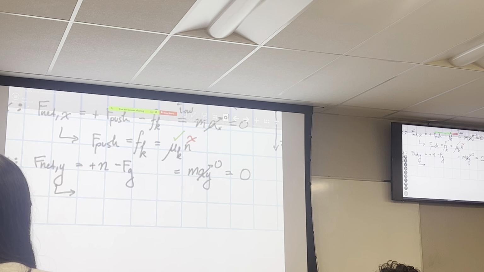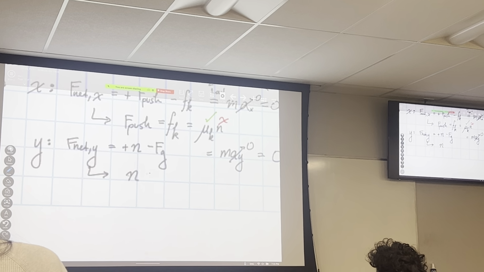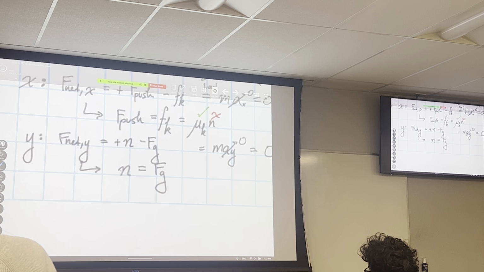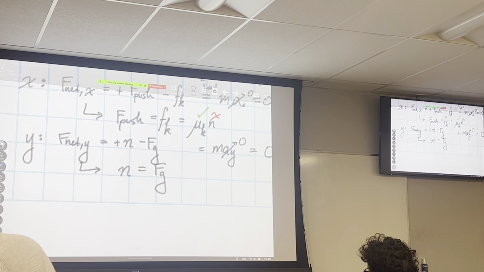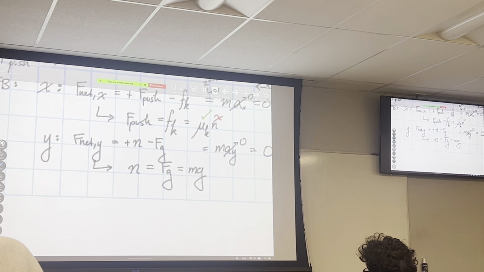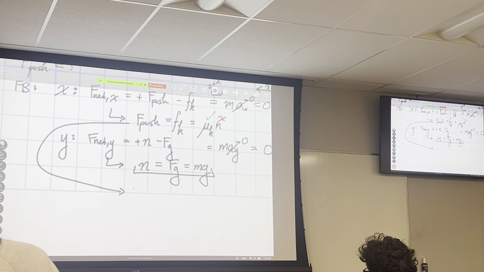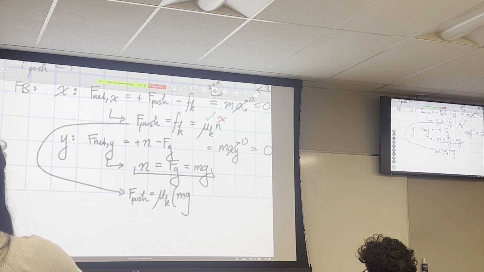Meaning, from the net force in the y direction, we get the normal force is going to equal force of gravity, as Sierra predicted. Well, you weren't 100% certain on it. Now you are. And so that is equal to mass times gravity. Now we know the normal force. We can plug it into our F push expression, where F push is equal to mu sub k times mg.